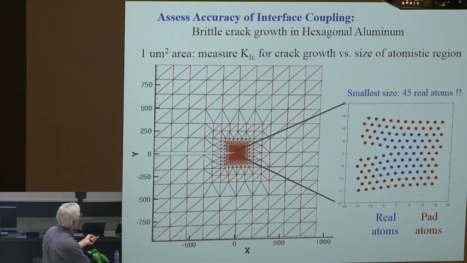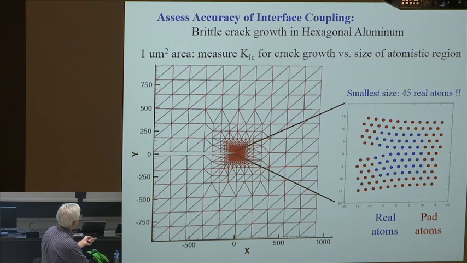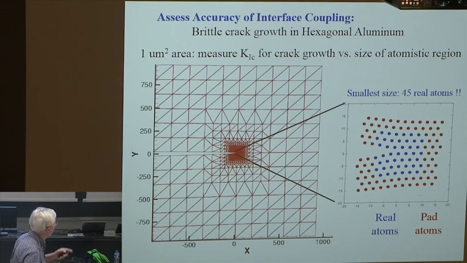So this is just going to be Griffith cleavage. And what I expect is that K1C will correspond to the surface energy of this material, because I'm just creating new surface, no dislocation emission, or anything. Just normal cleavage fracture. But I'm doing it in this coupled system.